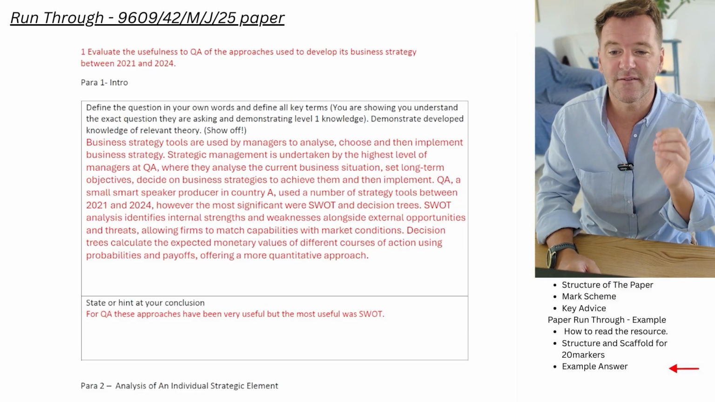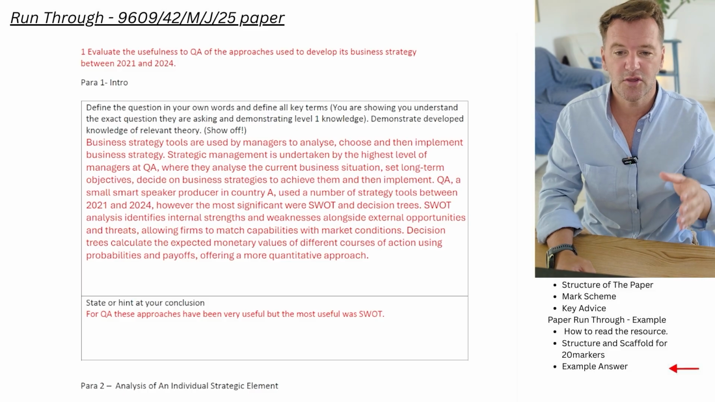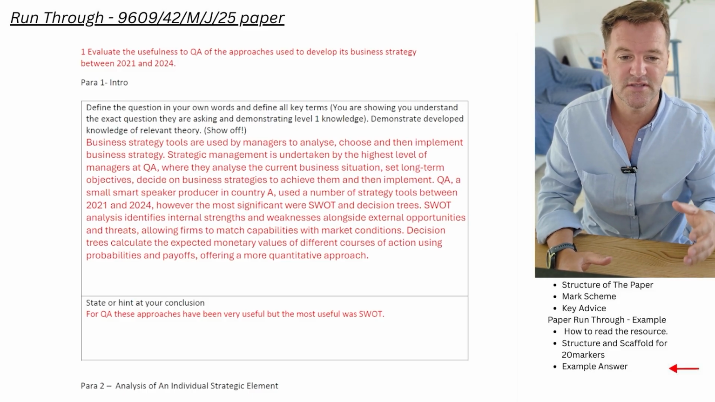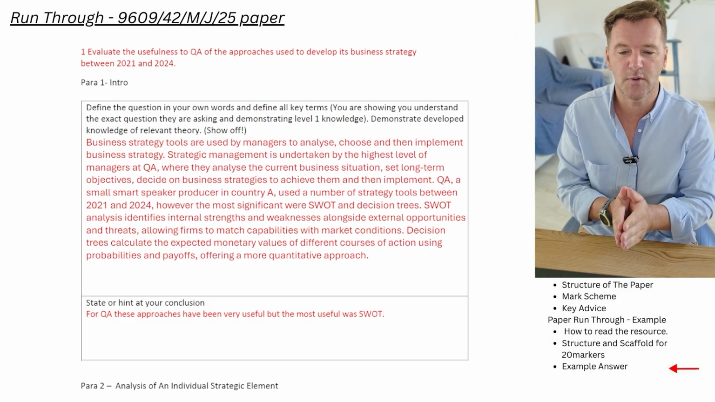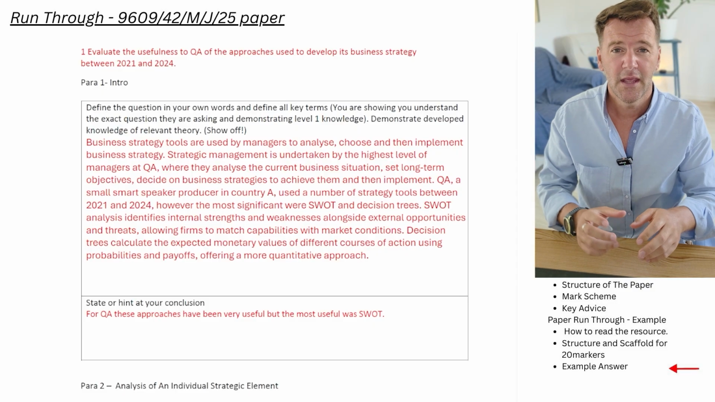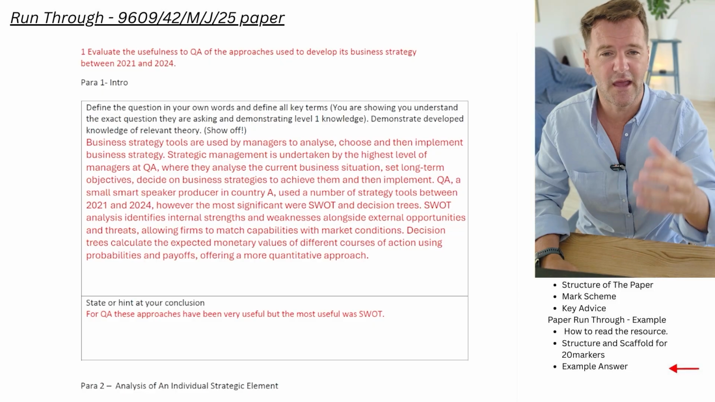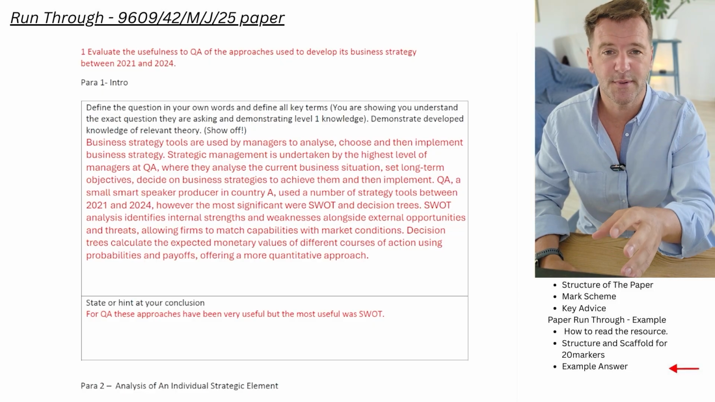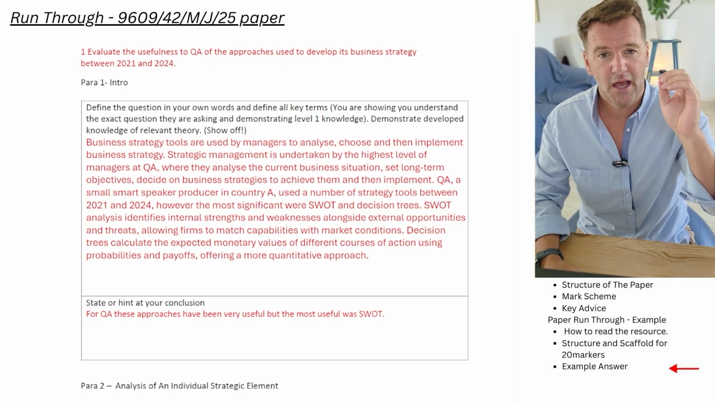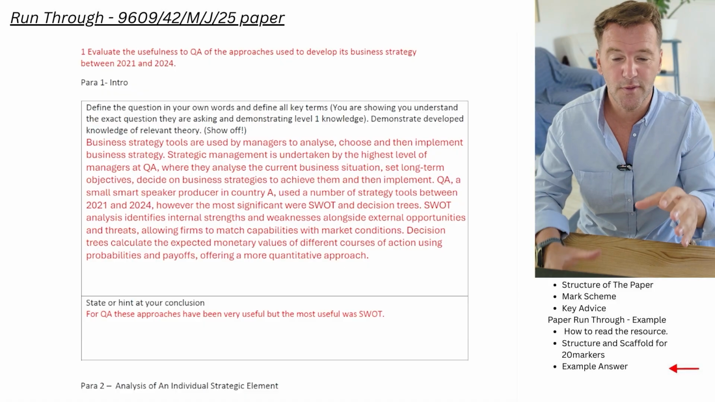I'm looking at this question. Evaluate the usefulness to QA of the approaches used to develop business strategy between 2021 and 2024. Now, I can't write anything until I've fully understood the resource. So I've already thought about that. I've already got an opinion and I know it's about strategies. I need to look at the paper. I need to remember what strategies they used.